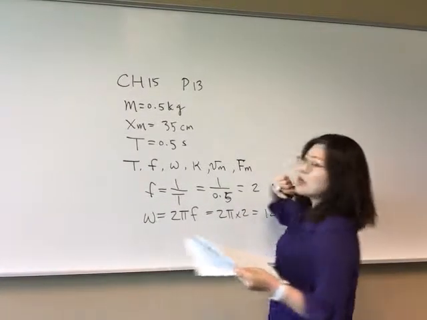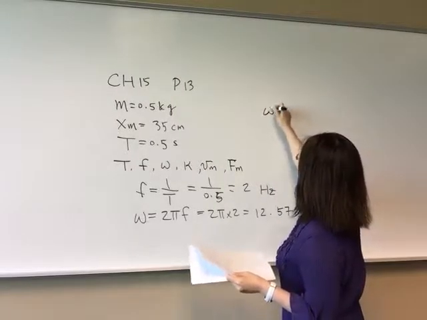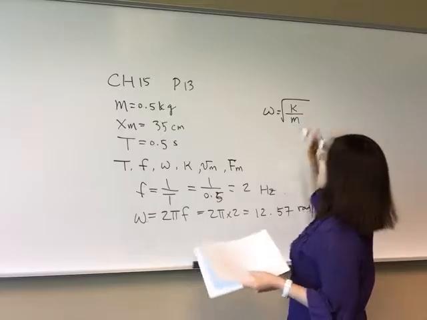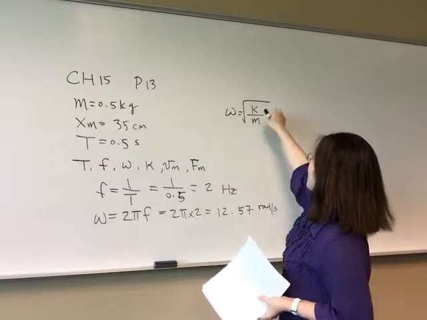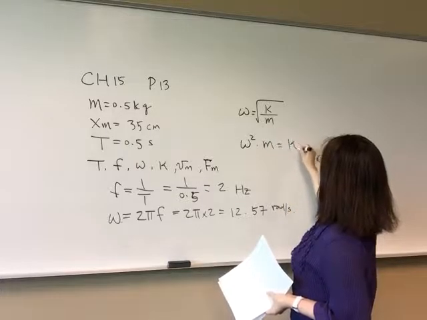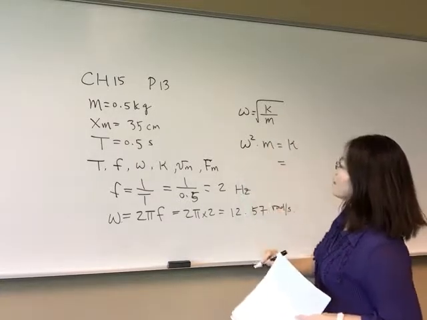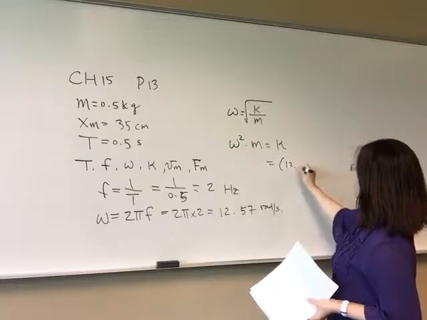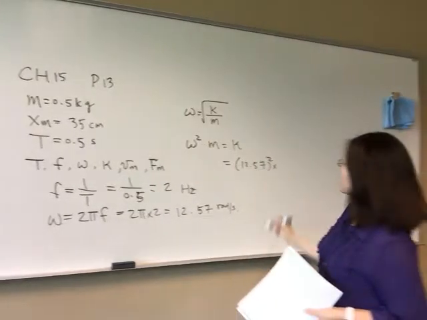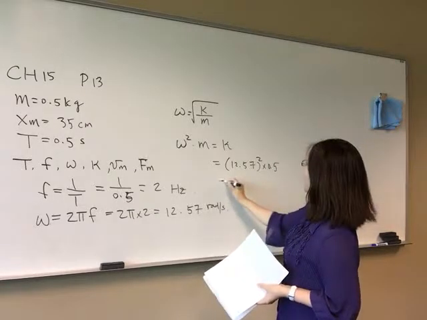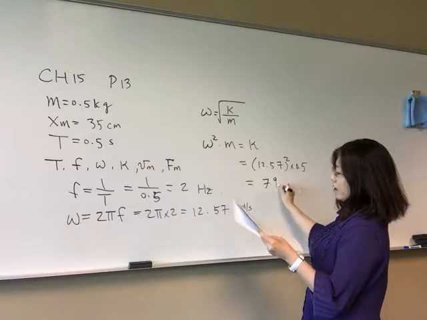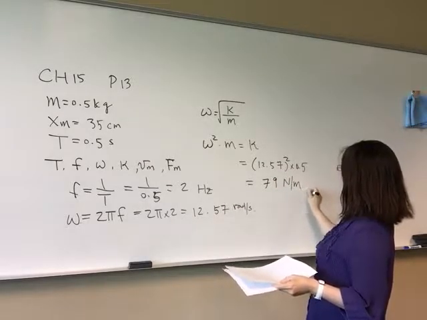So the equation that you would use is this one: omega is equal to the square root of the spring constant over the mass of the object. So you also find k, so that's square this and then times your m. That will give you your k value. So plug in the numbers. Your frequency is 12.57. You square it, and then you times the mass of the block, which is 0.5. After you do that, your spring constant is equal to 79, and that's newtons per meter.